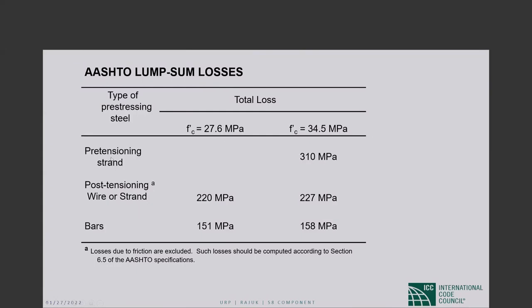So if I have pre-tensioning strand, this is the total loss, 310 megapascal. Post-tensioning wire or strand, there's no value given here, by the way, for pre-tensioning for this concrete here. Post-tensioning, there are two values given, and for bars, these are the values given. Okay. Again, friction loss is not included. So AASHTO says you must figure out the friction loss and superimpose it onto these losses.